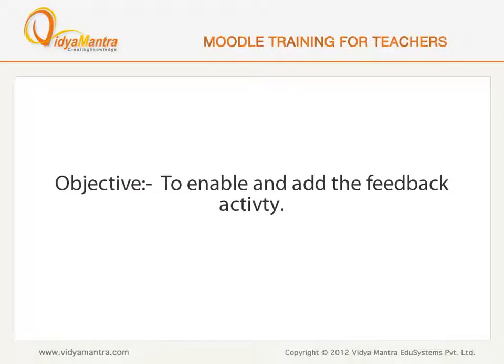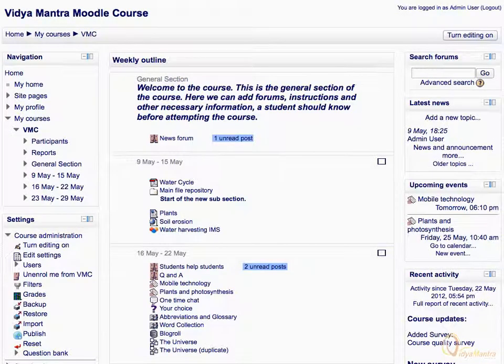In this lesson, we will enable and add the feedback activity in the Moodle course. Feedback activity allows a teacher to create custom surveys with a variety of questions. But, by default, the feedback module is disabled in Moodle. So, first we need to enable it.